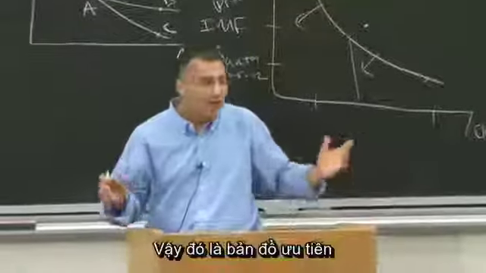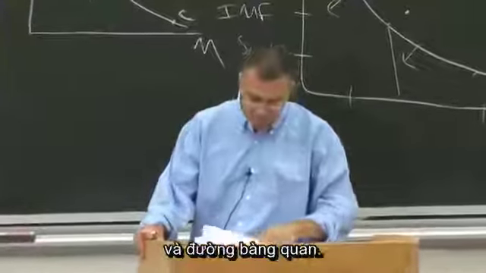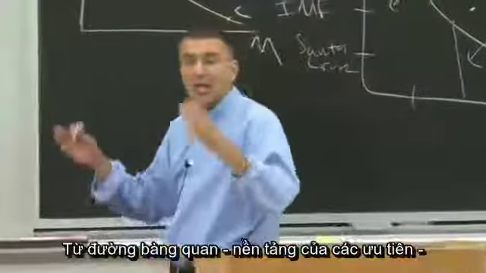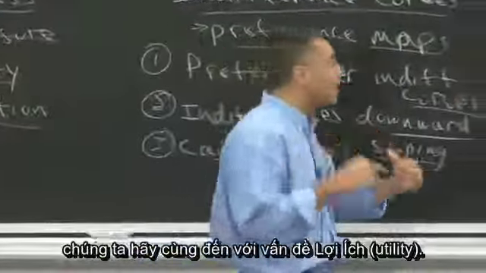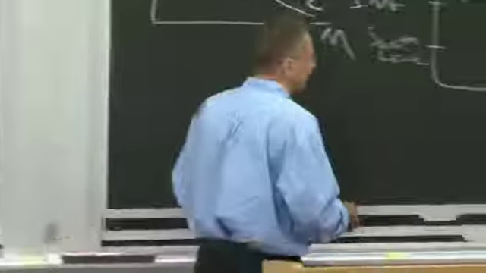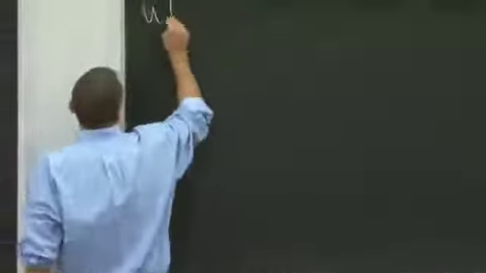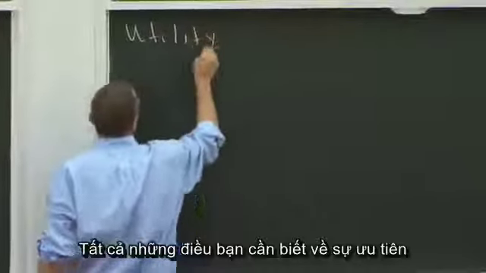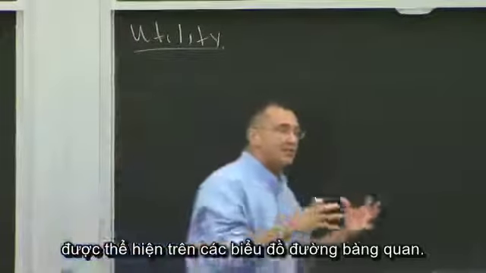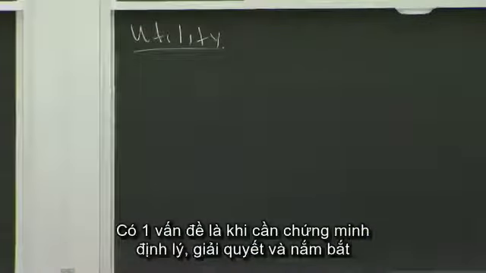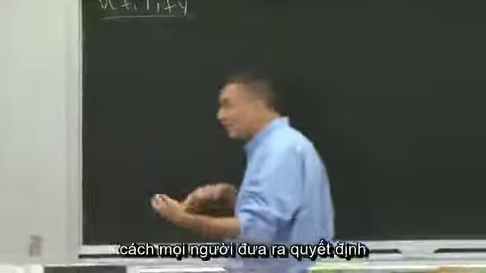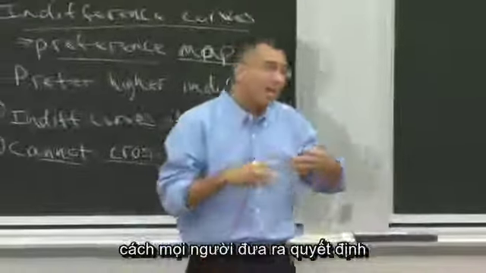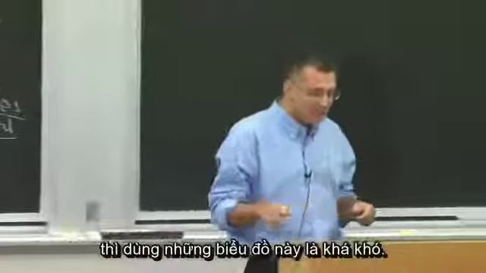All right? So that's a preference map. That's indifference curves. OK. Now, let's step from indifference curves, which are the building block of preferences, to actually to utility. Now, everything you need to know about preferences is represented in those indifference maps. Okay? The problem is they're pretty awkward to work with when we need to actually prove theorems and solve and understand how people make decisions.